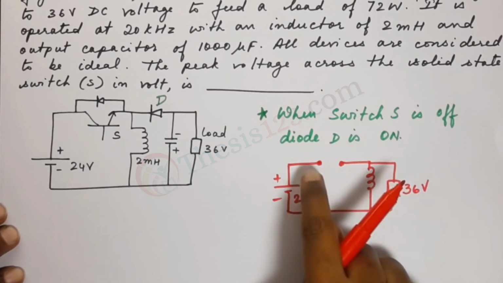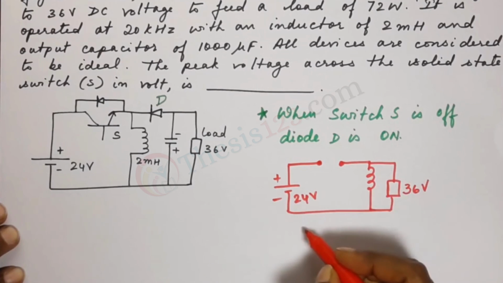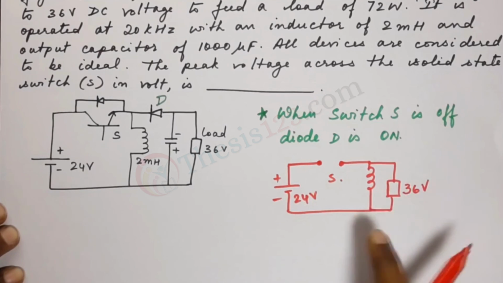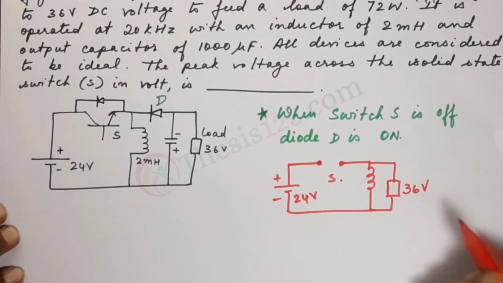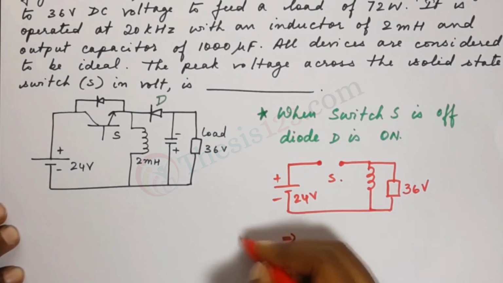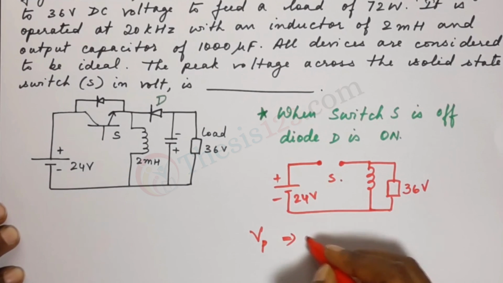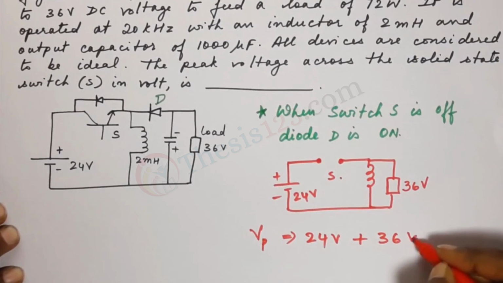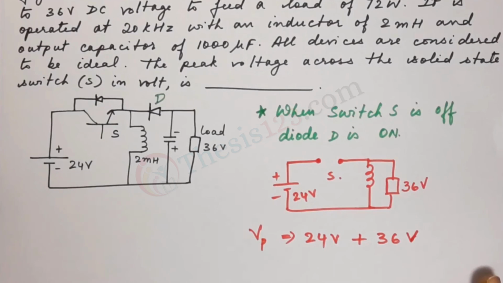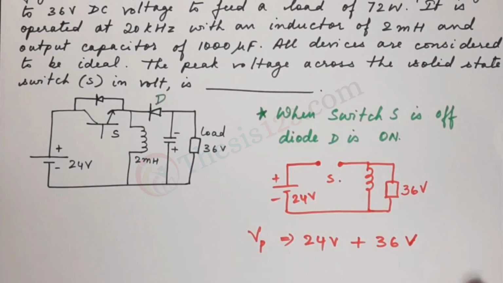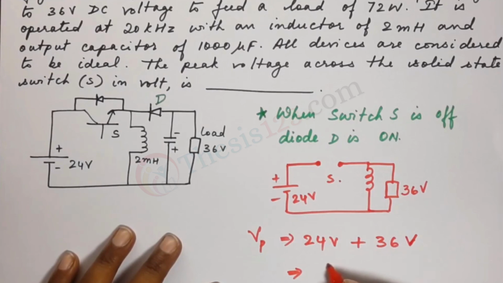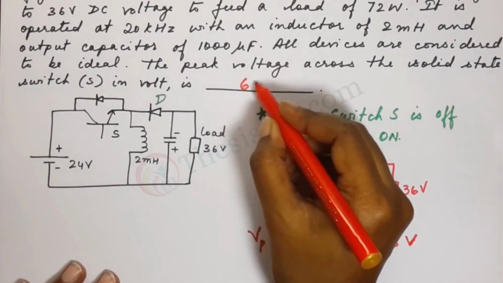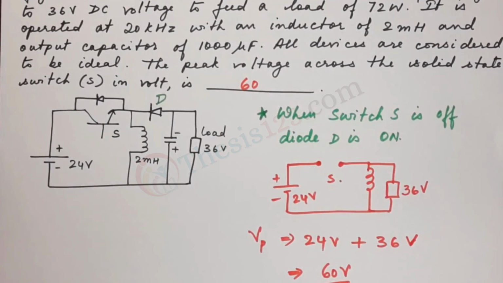So the peak voltage across the solid state switch S, this is our S. Now across that point would be just the sum of both the voltages. So we have our peak voltage as the sum of 24 volts plus 36 volts, that will give us a value of 60. So this is our final answer, 60. I hope it has helped.